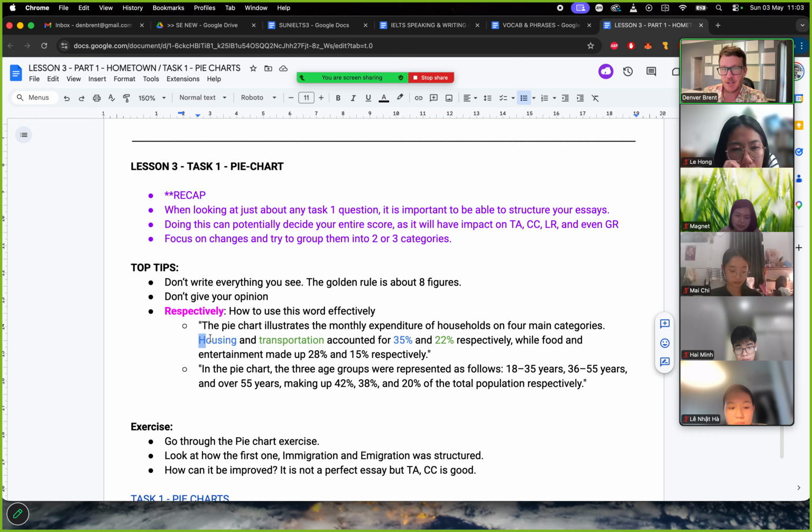So housing is mentioned first. The first figure, percentage, is first. Do you guys see that? Okay. Transportation is mentioned second. It's the second figure.